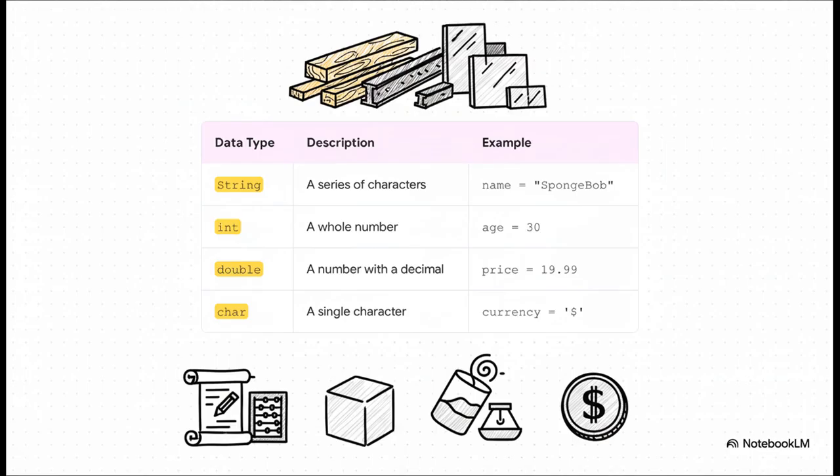But of course, just like a builder can't build a house with only one type of brick, our code needs different kinds of containers for different jobs. These are called data types. For example, a string holds text, like a name. An int is just for whole numbers, like an age. A double is for any number with a decimal point, which is perfect for something like a price. And a char, that's for just one single character, like a $ sign.